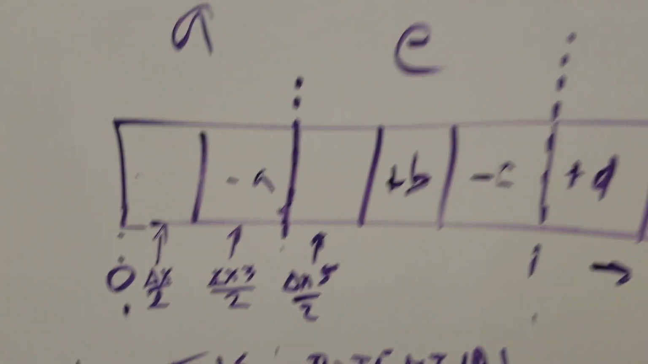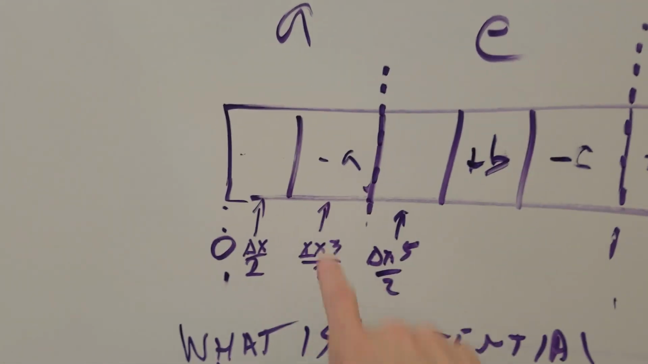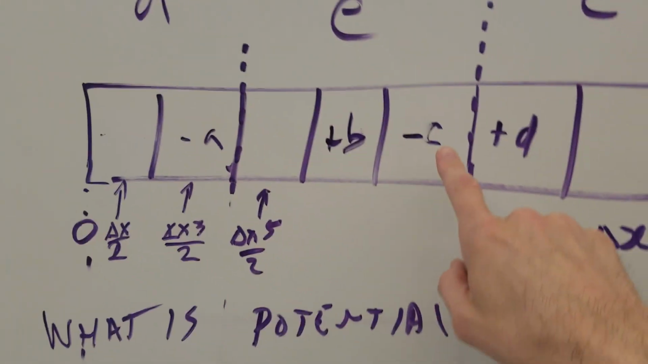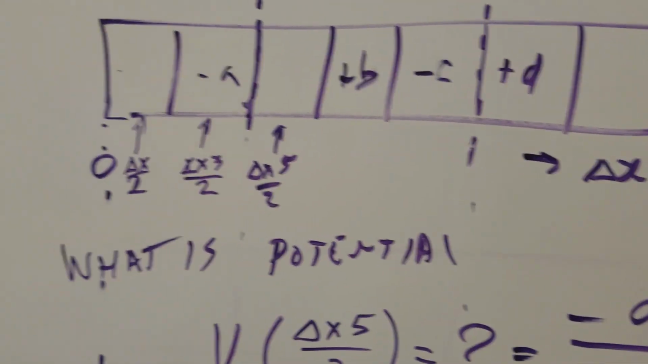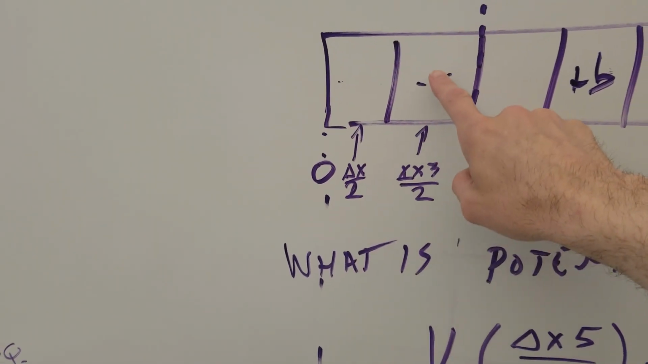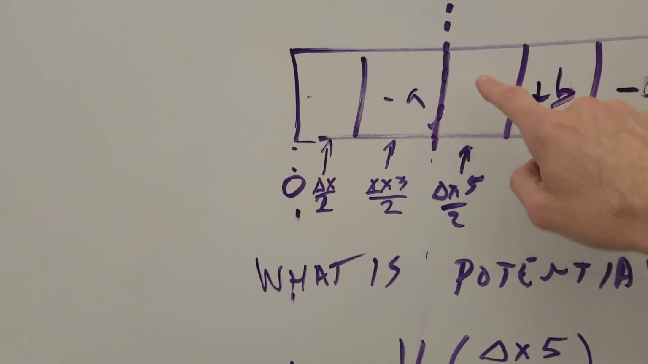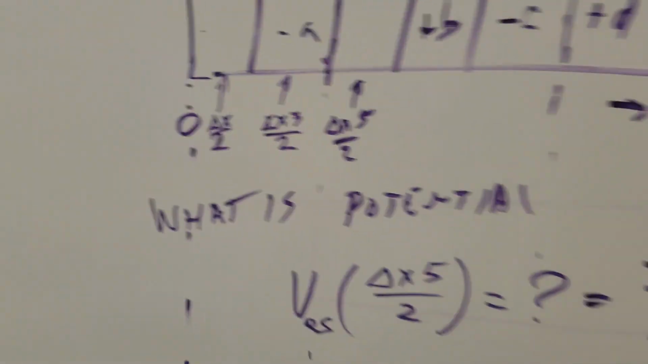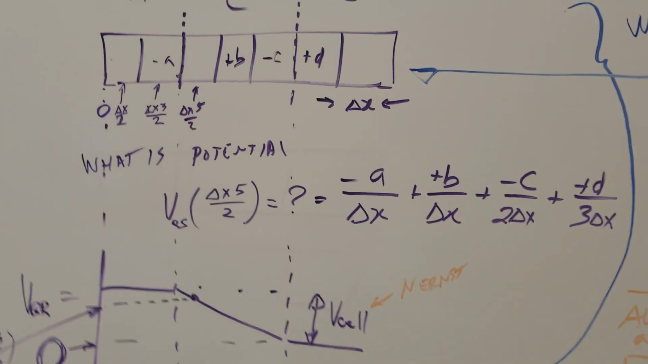Let's say we start by just putting some charges in. So we have some minus a, plus b, minus c, plus d. And we know the centers of these are delta x over 2, 3 delta x over 2, 5 delta x over 2, dot, dot, dot. Well, if we ask ourselves, what is the potential?